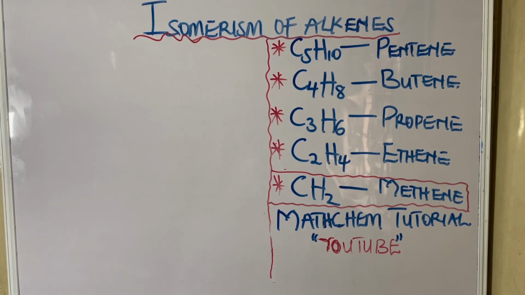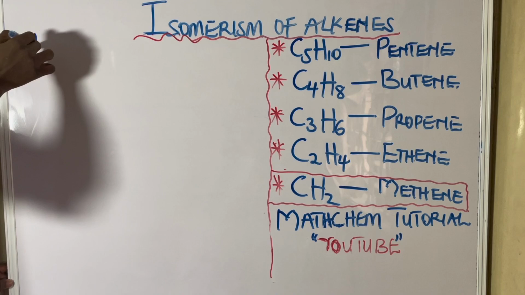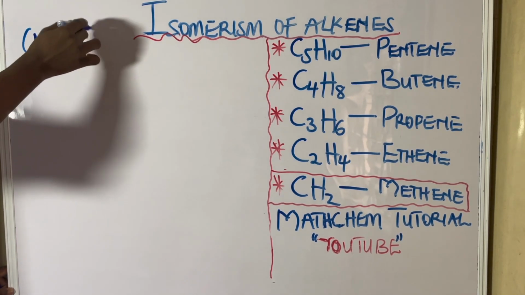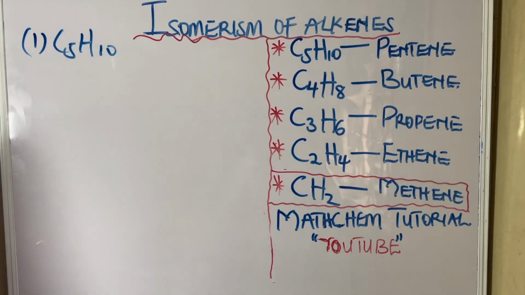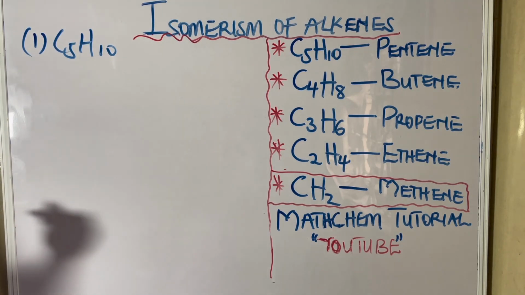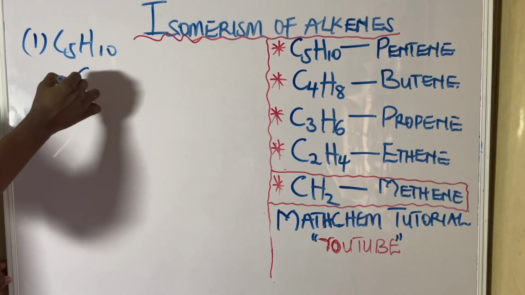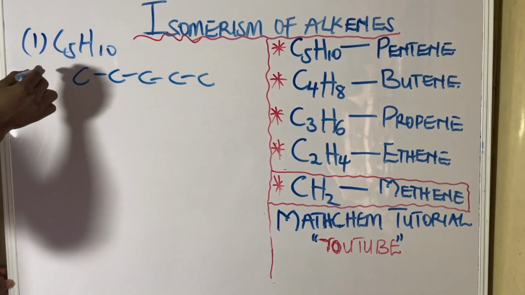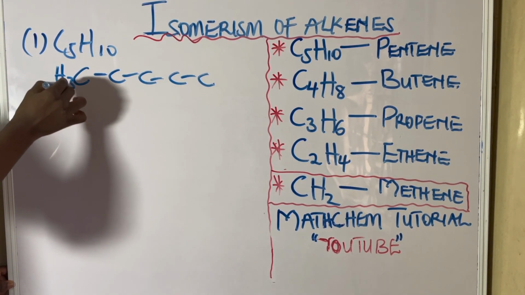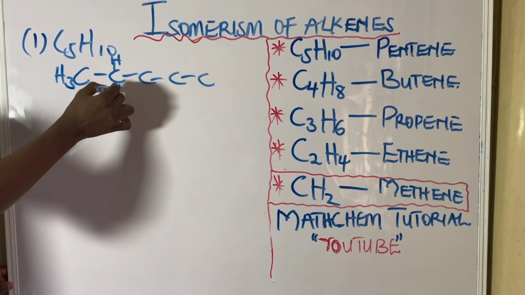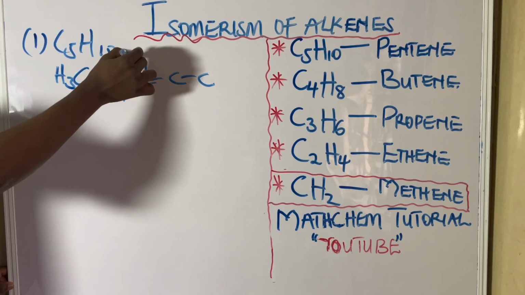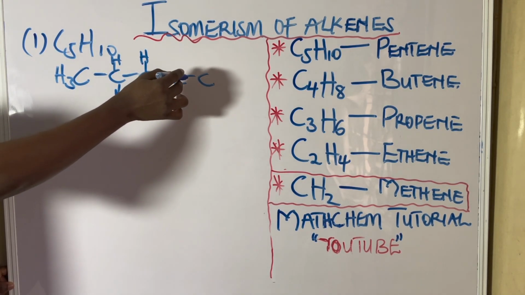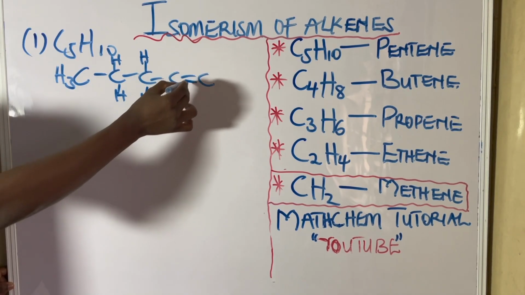Now let's start with the first one, which is pentene. The pentene has a molecular formula of C5H10. So if I draw the normal structure of pentene, that's going to give me C, C, C, C, C. So putting the 3H here, this one having 2 hydrogen here, so I'm having hydrogen here. And then at this place, I put my first double bond here.